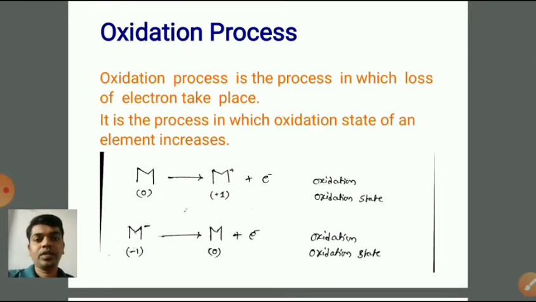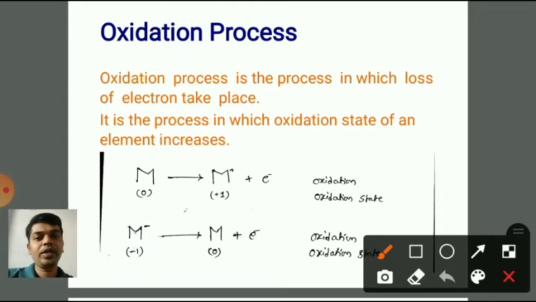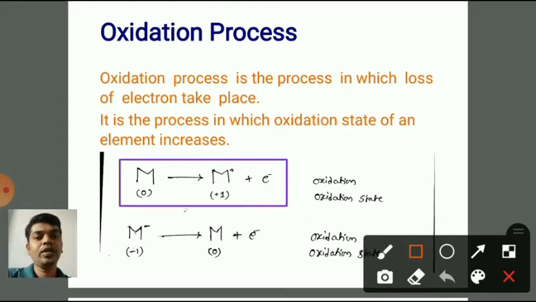Oxidation process. The oxidation process is the process in which the loss of electron takes place, or you can say it is a process in which the oxidation state of an element increases. So this is a process in which the loss of electron takes place. It can be understood by taking one example. Here we have taken one general element, M, which is in a neutral form, and having the oxidation state 0.